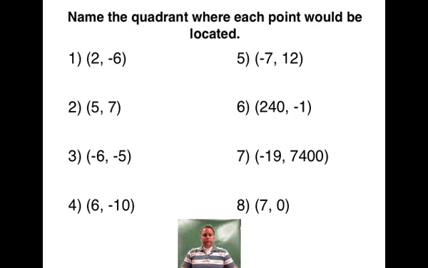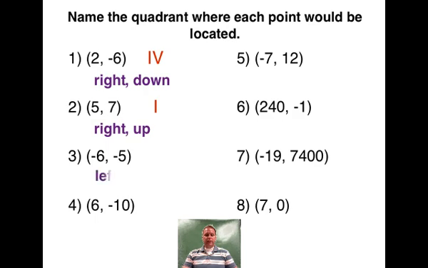So for number 1, we would go 2 to the right, down 6. That puts us at quadrant 4. For number 2, we go right and then up. That's quadrant 1. For number 3, we go left and then down. That would mean quadrant 3. If you haven't done the others, I'd like you to pause the video and try to do the other 4.